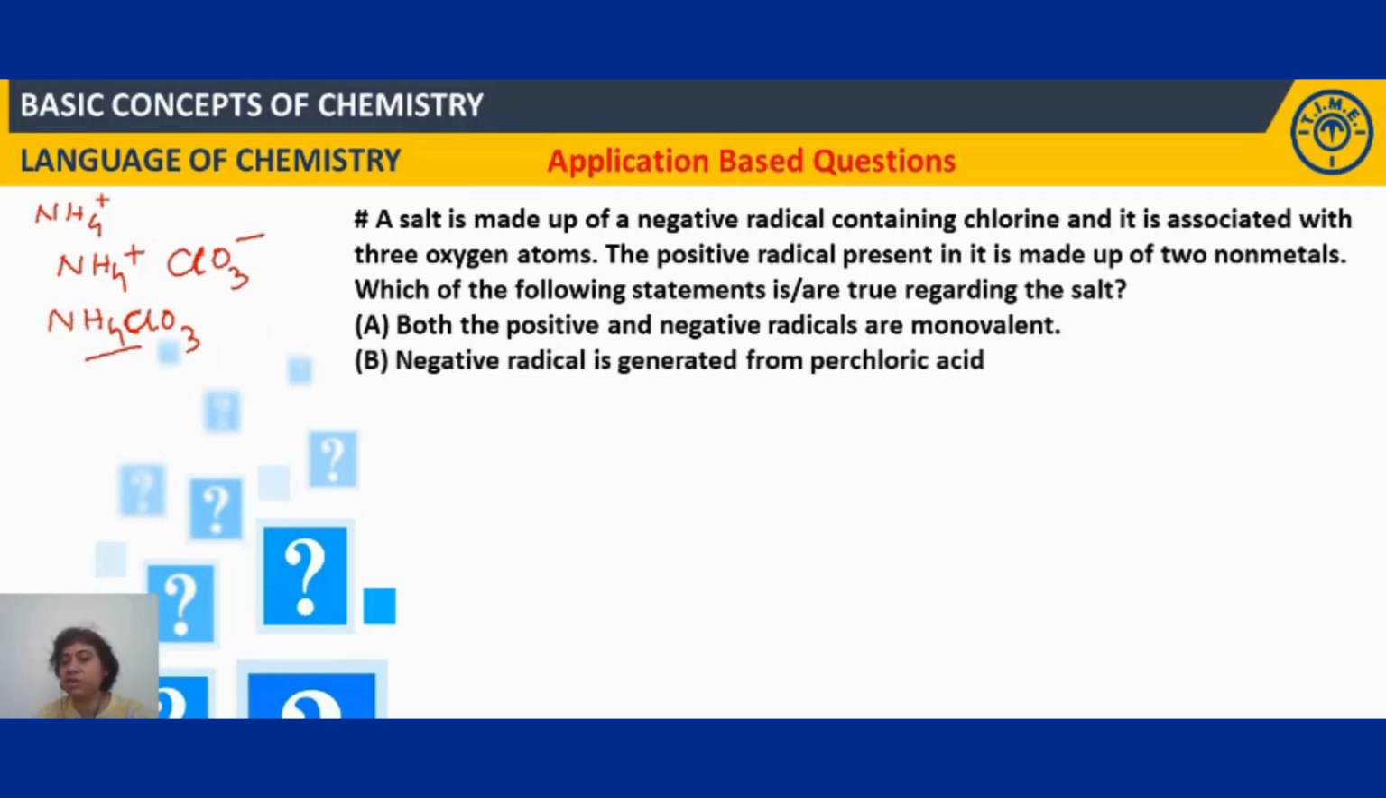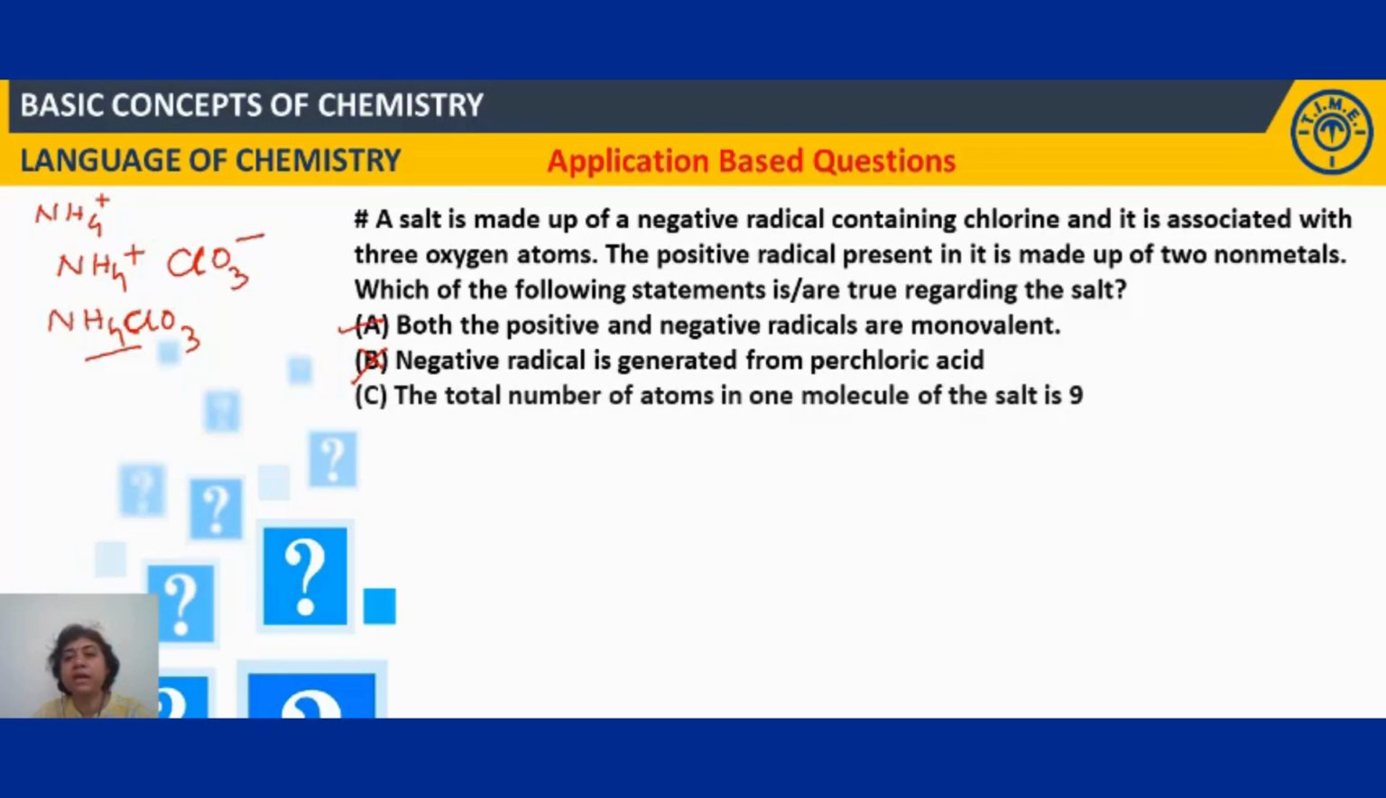Now the next option: the negative radical is generated from perchloric acid. Is it correct? No. If it were from perchloric acid, it would be ClO4 minus, but it is ClO3 minus, so it is generated from chloric acid. So B is not correct. Fine. So A is correct, B is not. Let's see the next one.